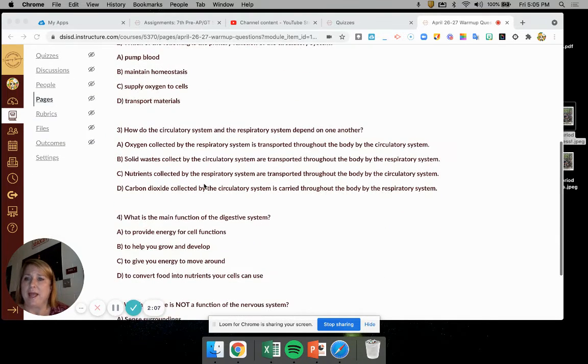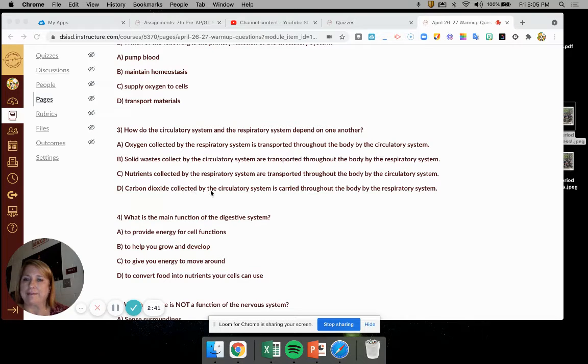Number three, how do the circulatory system and the respiratory system depend on one another? Well, if you'll think about this, the respiratory system takes in oxygen and gets rid of carbon dioxide. The circulatory system transports materials around the body. So you need some sort of intersection of oxygen, carbon dioxide, and blood. So each of these is a two-part answer. So let's just start at the bottom and see if we can't sort out what's correct.